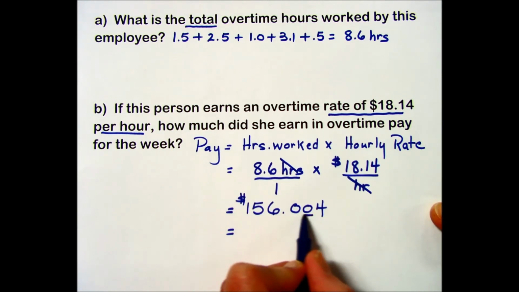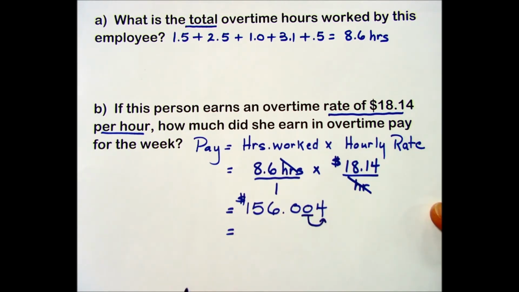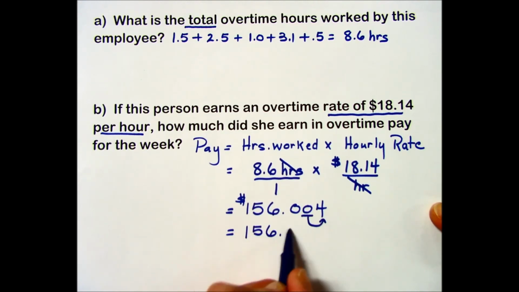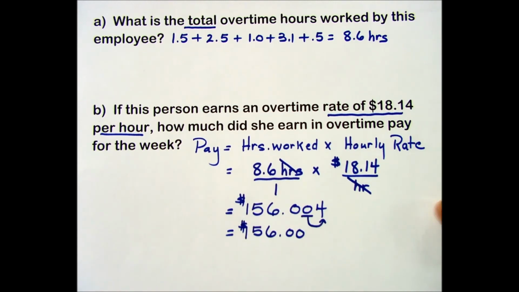So I'm going to look at the hundredths position. In the thousandths place, we have 4. The rule for rounding, of course, is if this number is 5 or greater, we'll increase the position that we're rounding to. Since it's 4, we'll leave the 0 as is, and the amount of overtime received for this individual then is $156.